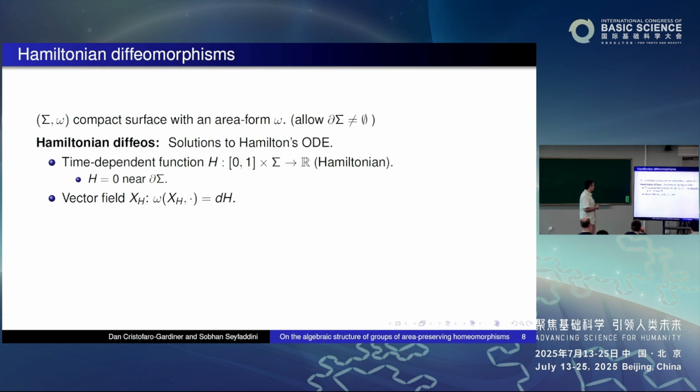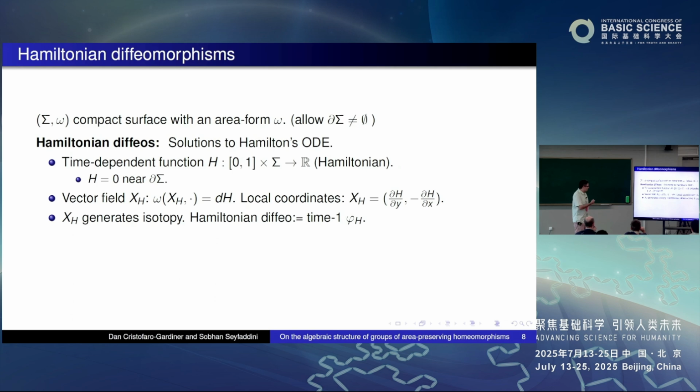And then you can associate to this a vector field, which is defined via this equation. Once you plug in the vector field in the first component of the form, you're supposed to get back the differential of the function. In local coordinates, so if you're on a disk and the coordinates are x, y, this is the formula for the vector field. This is Hamilton's ODE. Now you take the flow of this vector field, it generates an isotopy, and that's what we call a Hamiltonian isotopy, and the set of all diffeomorphisms which arise in this way are called Hamiltonian diffeomorphisms.